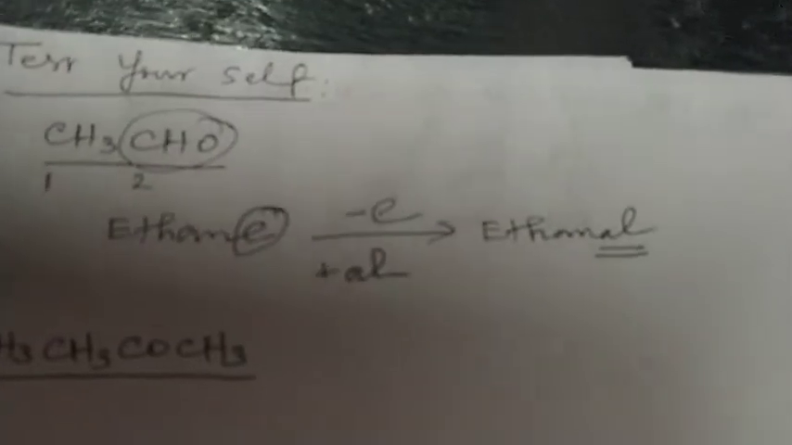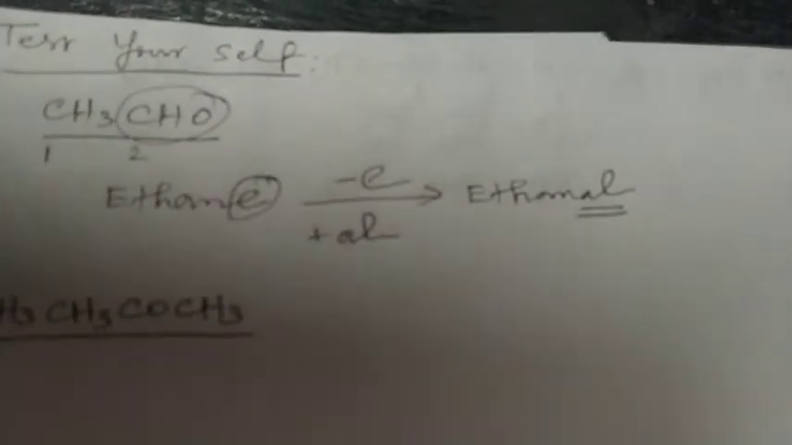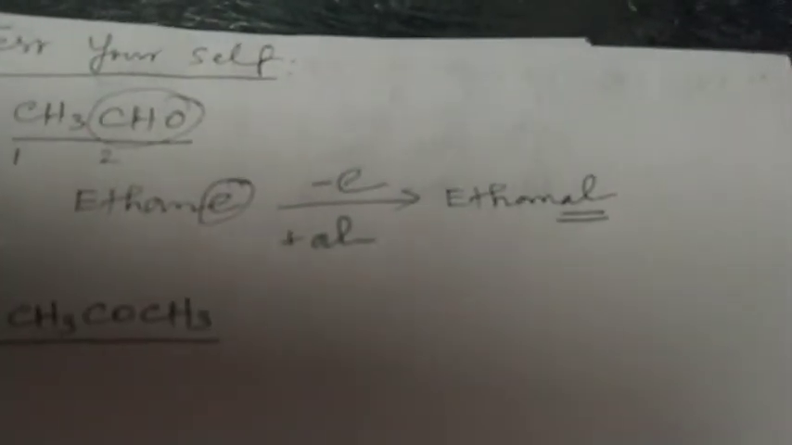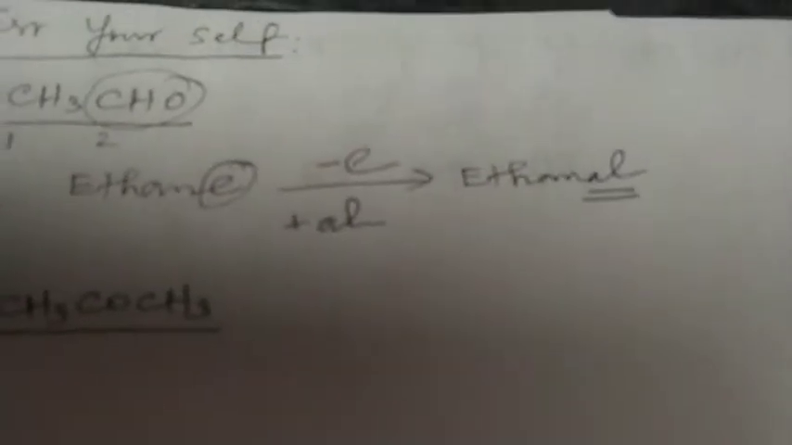So remove the E in the name of the parent hydrocarbon and add "al". That is going to be ethanal, ending with "al". It's very important. For alcohol, the suffix is going to be "ol", but for aldehyde, the suffix is going to be "al": ethanal. Then you can move to the next example.